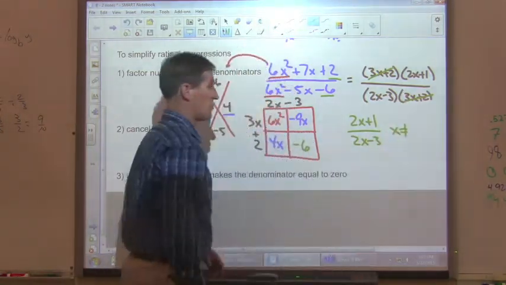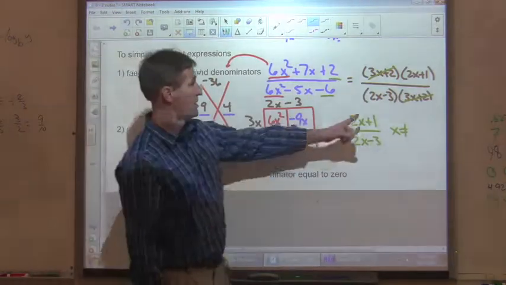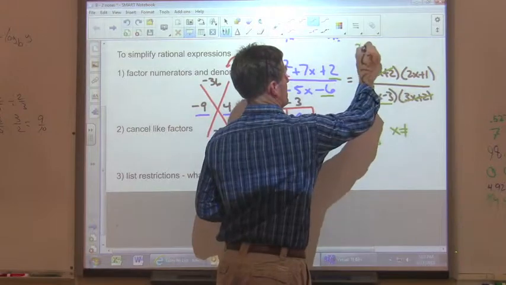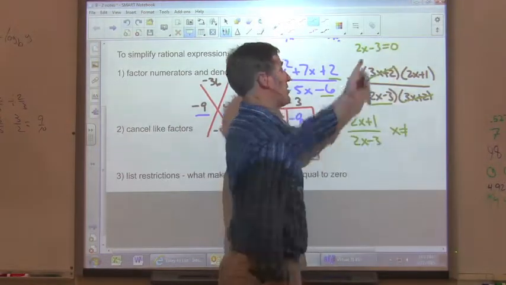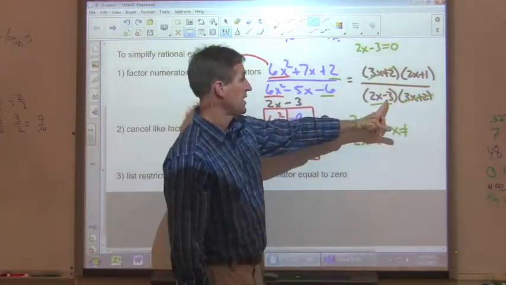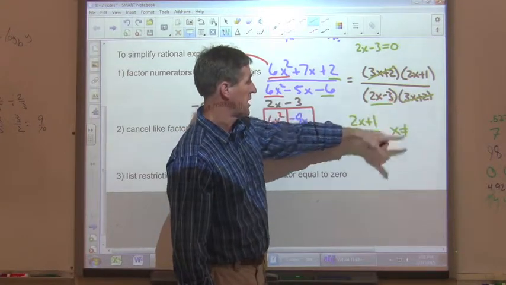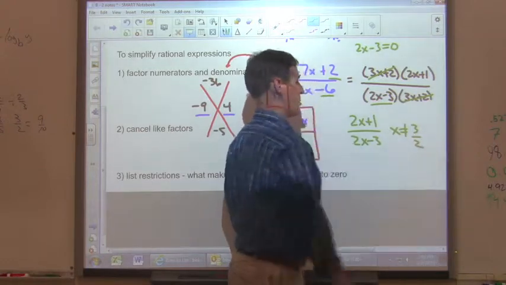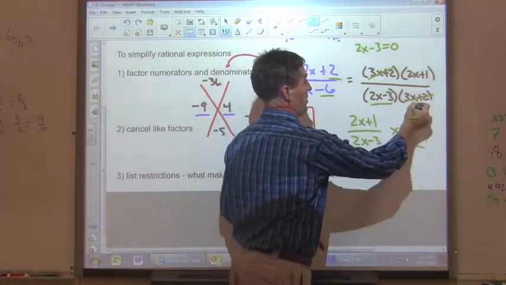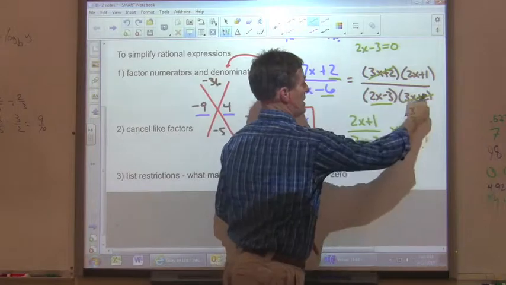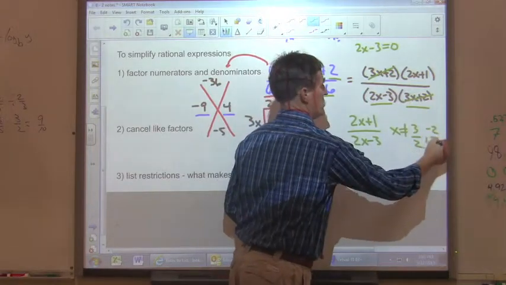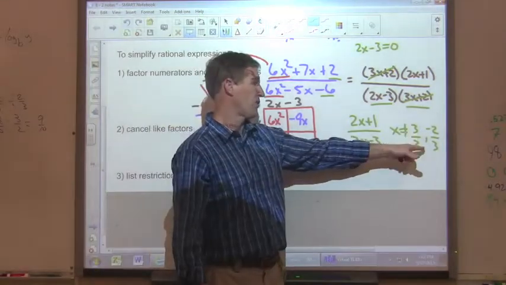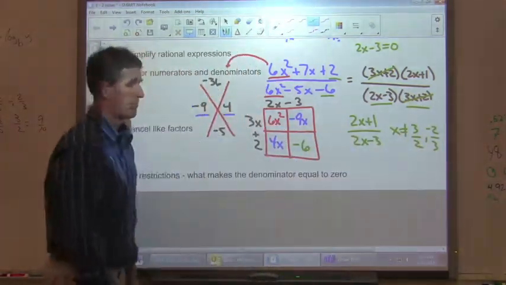And then my restrictions, what can x not equal? So again, you can take this and set it equal to 0 and solve, but remember the shortcut is the opposite of this. So the opposite of negative 3 is positive 3, divided by the number in front, so 3 halves. And so then also we have to do it for this one. The opposite of 2 is negative 2 over 3, and so my restrictions are x cannot equal 3 halves and negative 2/3.